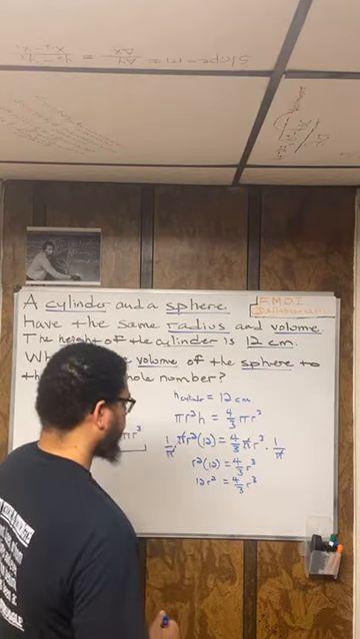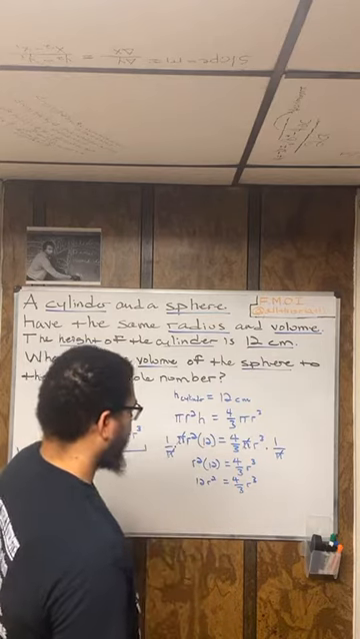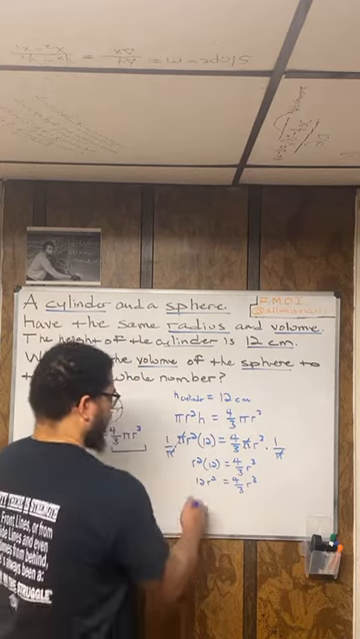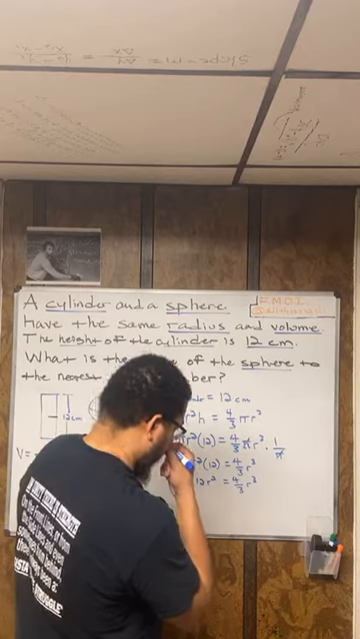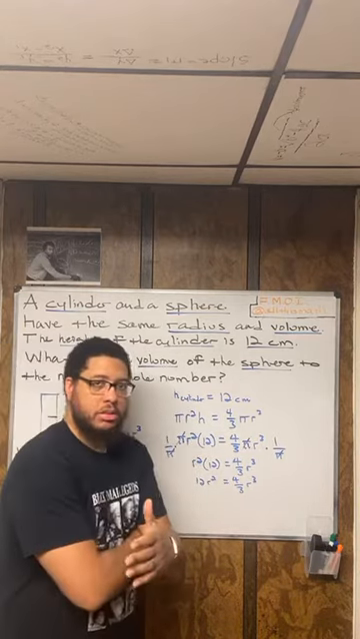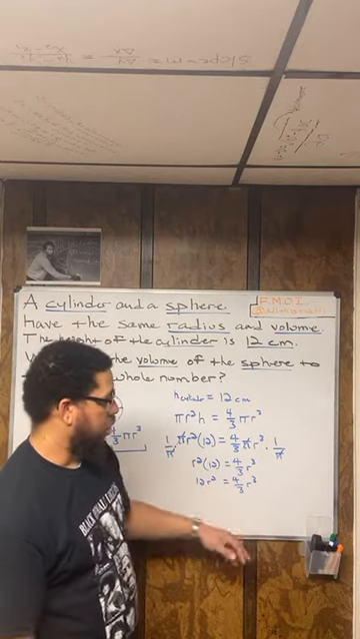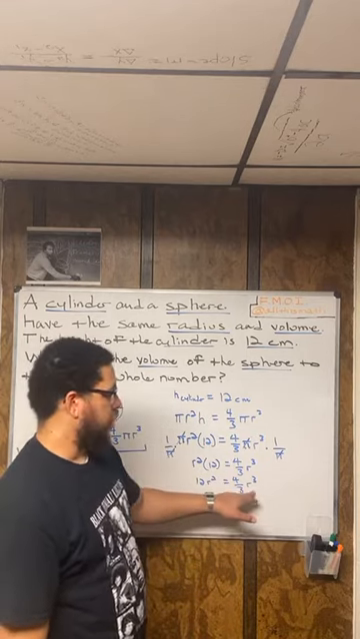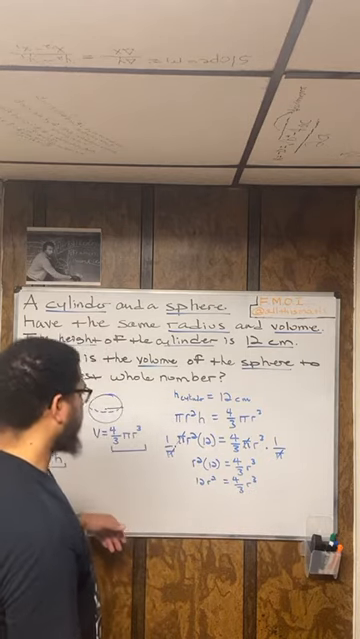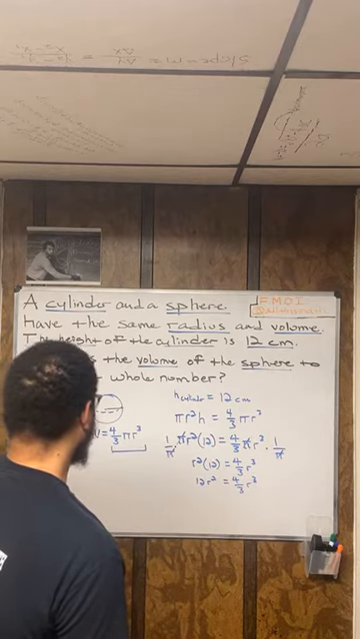All right? So now, I want to get r squared by itself. Actually, instead of dividing by 12, I could also get rid of the 4/3 if I wanted to. We have options, right? I could either get rid of this 12 and get the r squared by itself, or I could get rid of this 4/3 and get the r to the third by itself. Because remember, my goal is to solve for r, right? I want to solve for r.